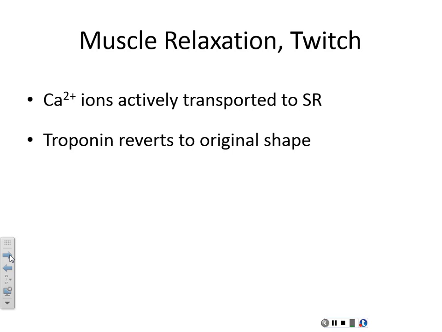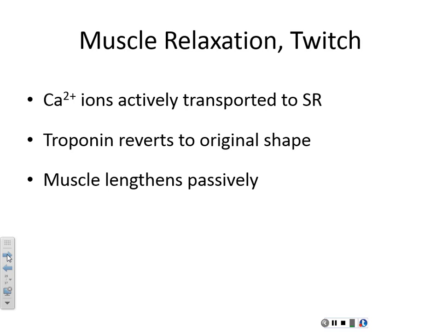Troponin goes back to its original shape when you remove the calcium, and then the tropomyosin will cover the binding sites again. Then the muscle, because it's elastic, remember those functional characteristics, will lengthen passively. It will just spring back to its original length.